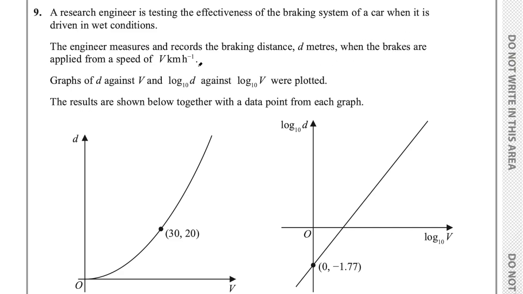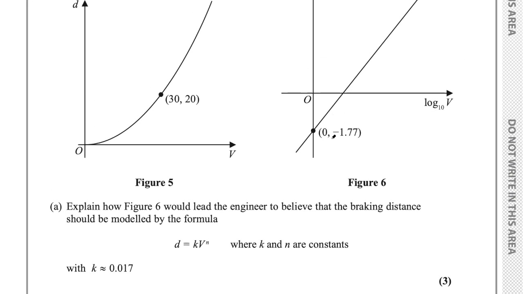The engineer measures and records the braking distance d meters when the brakes are applied from a speed of v kilometers per hour. Graphs of d against v and log d against log v were plotted. The results are shown below together with a data point from each graph. Okay, there we have the graphs.